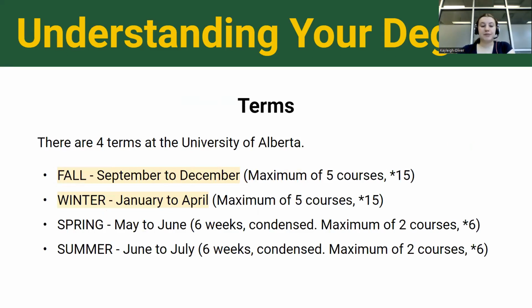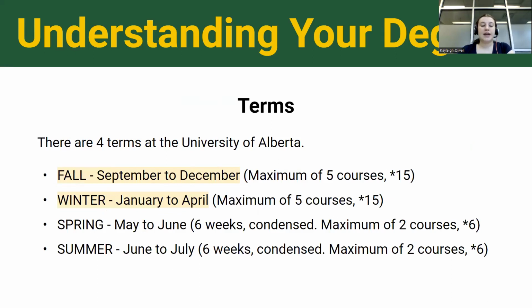Now, speaking of terms, there are 4 different terms that you should be aware of throughout an entire academic year here at the University of Alberta. So the 2 main ones, or the typical academic year that we usually refer to, is the fall and winter terms or semesters. Now the fall term runs from September to December, so it's 4 months, and in this term you can take a maximum of 5 courses.